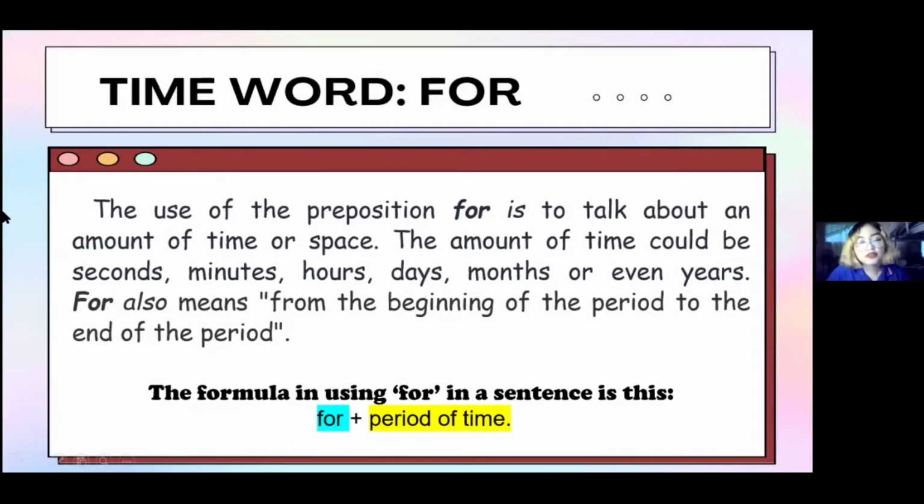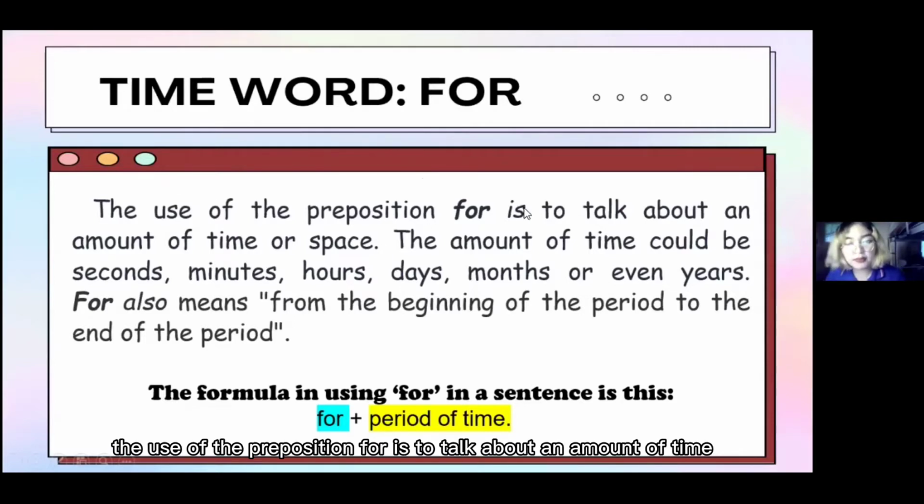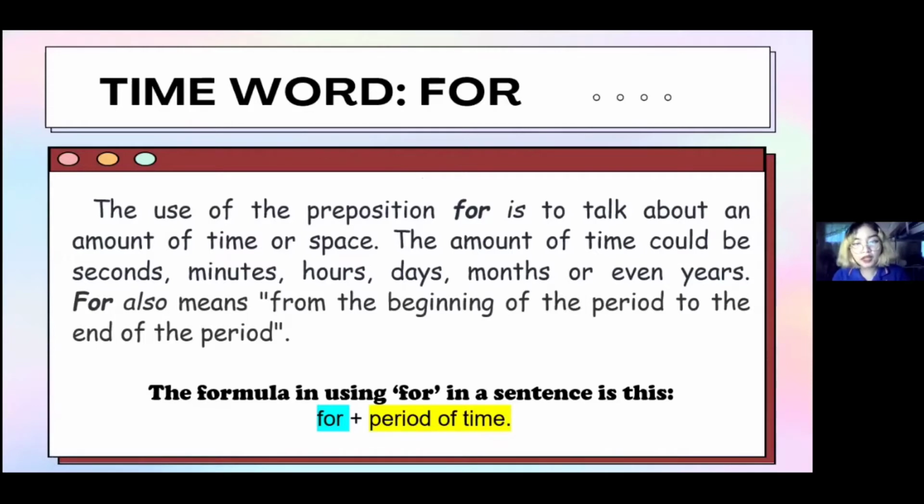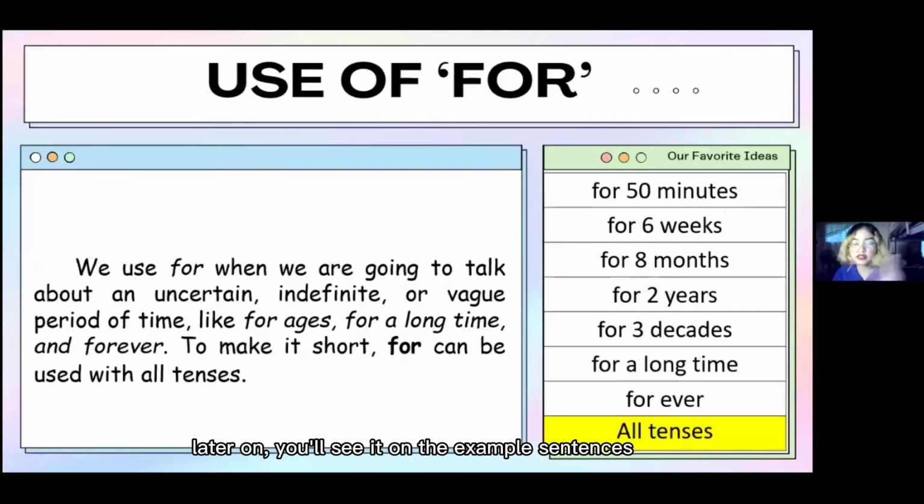The time word for: the use of the preposition for is to talk about an amount of time or space. The amount of time could be seconds, minutes, hours, days, or even years. For also means from the beginning of the period to the end of the period. So the formula in using for in a sentence is for plus the period of time. Later on, you'll see it in the sentences.